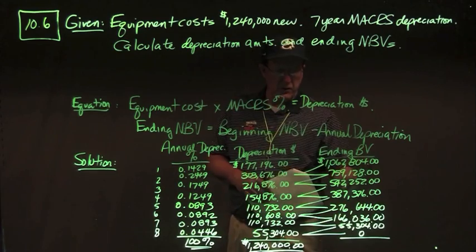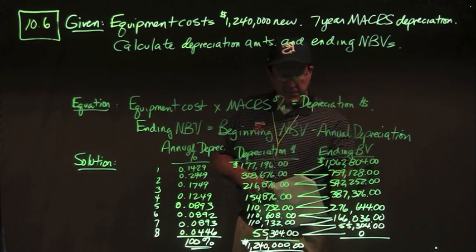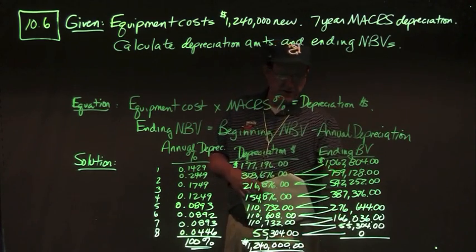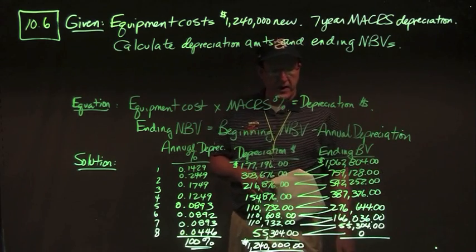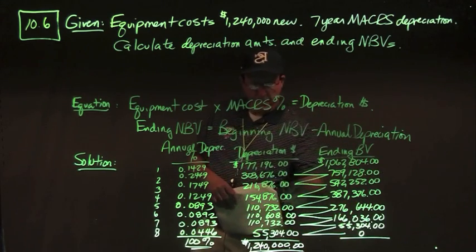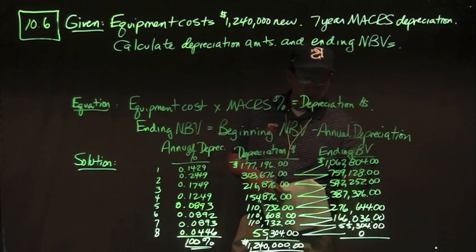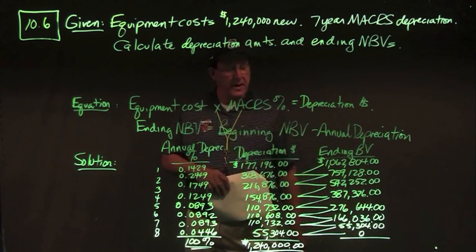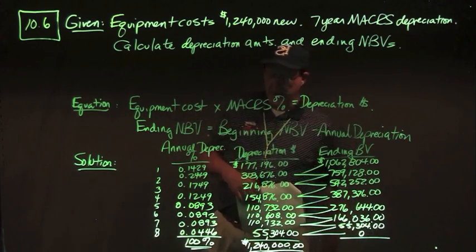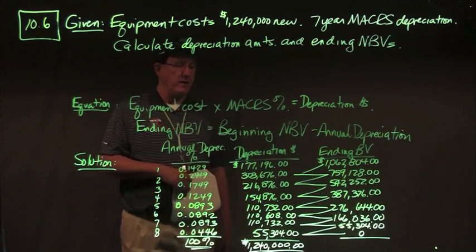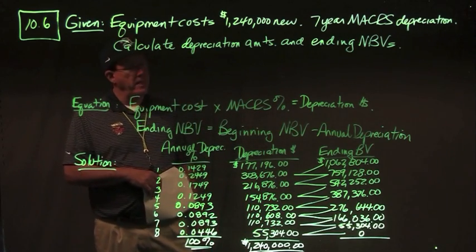and I get 1,062,804. I take that ending book value minus 303,676, and I get 759,128. 759,128 minus the next year equals 542, and so on all the way down the column. And I should end up in year 8 with a 0 net ending book value.